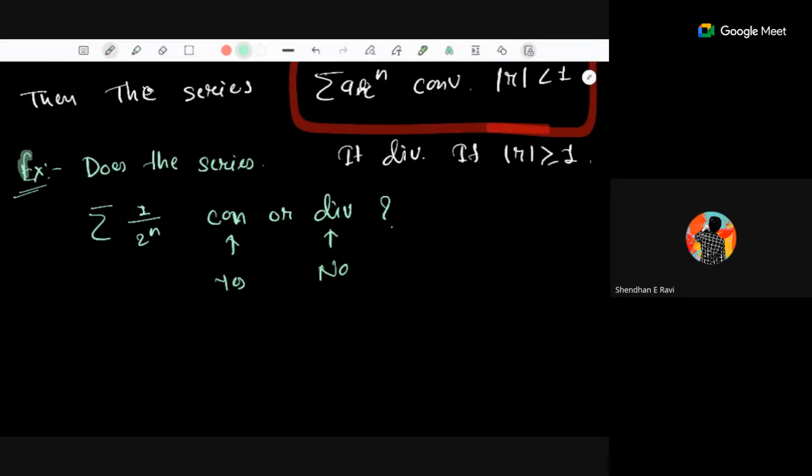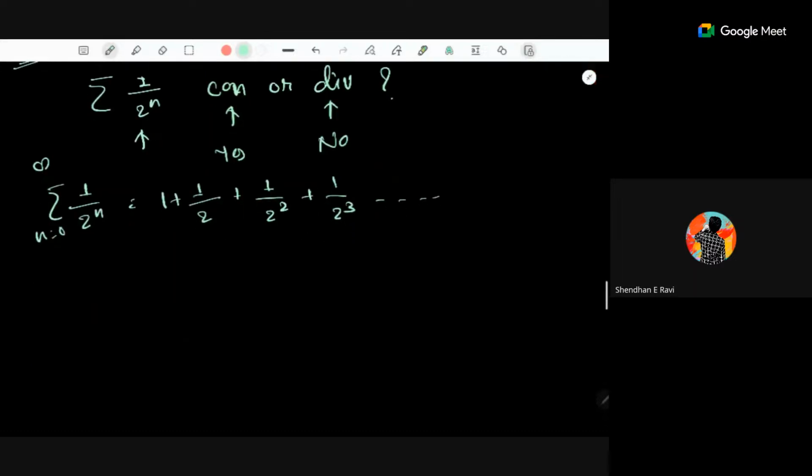Okay, good. So here it's kind of easy. What is this series? This is summation 1 by 2 to the power n, that is 1 plus, if I start with 0, if you start with 1, doesn't matter. So it's 1 plus 1 by 2 plus 1 by 2 square plus 1 by 2 cube and so on. So this is nothing but a geometric series with ratio r equal to 1 by 2.